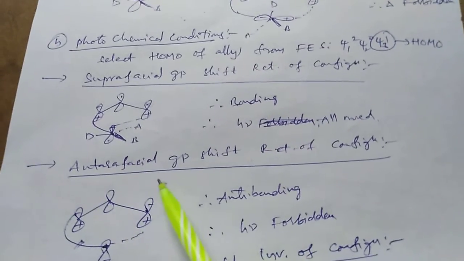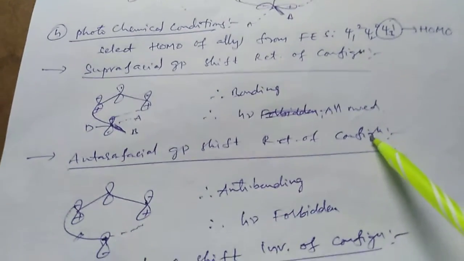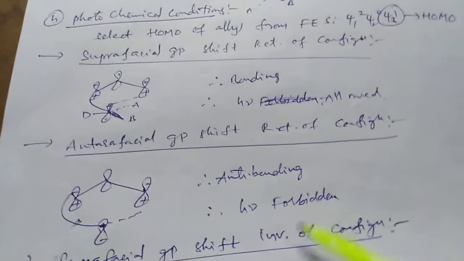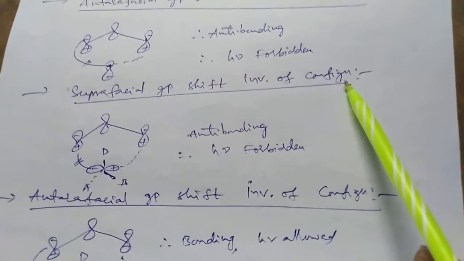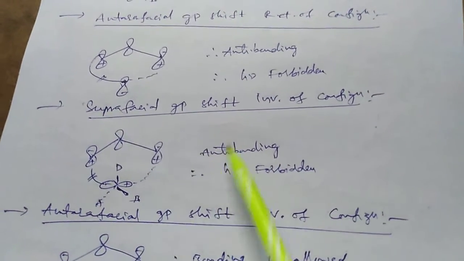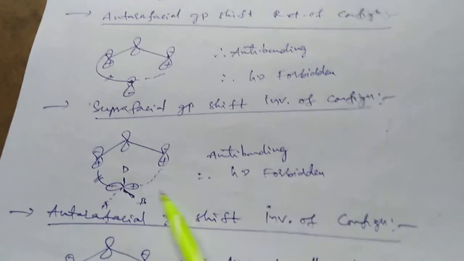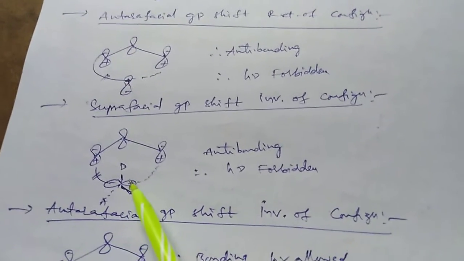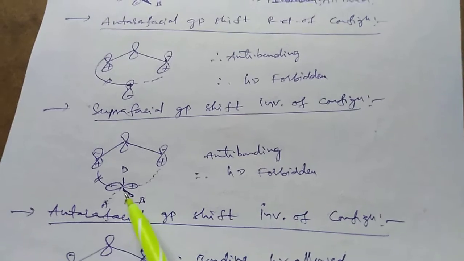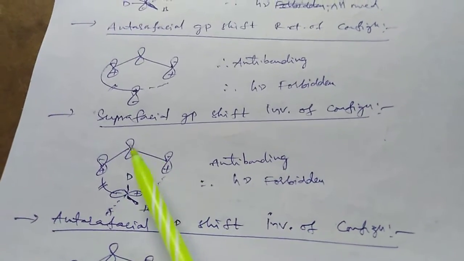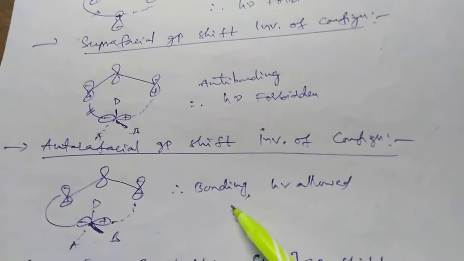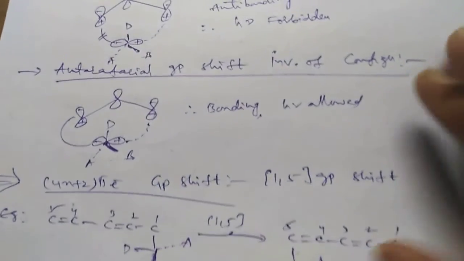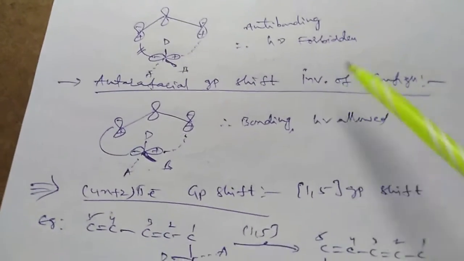In the case of the antarafacial group shift with retention of configuration, an anti-bonding interaction is developed, photochemically forbidden. Suprafacial group shift, inversion of configuration, anti-bonding interaction, photochemically forbidden. So it is a group of the carbon system, with 3 carbon atoms present in the 1,3 system. And in the next case, antarafacial group shift, inversion of configuration, a bonding interaction is developed, therefore it is photochemically allowed. So these cases are for the 4n system.